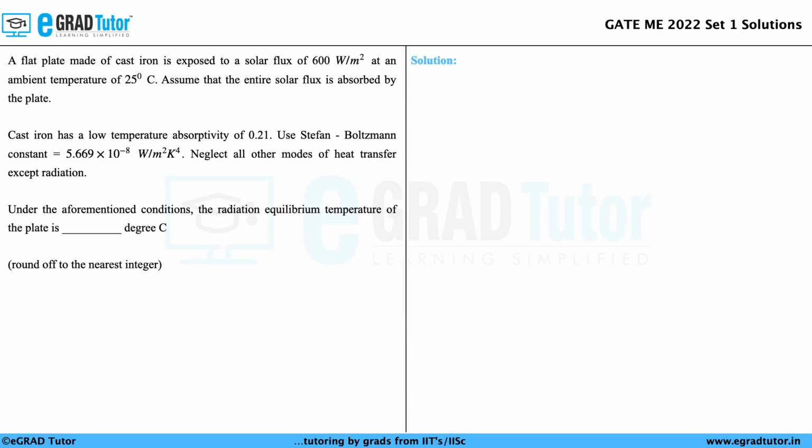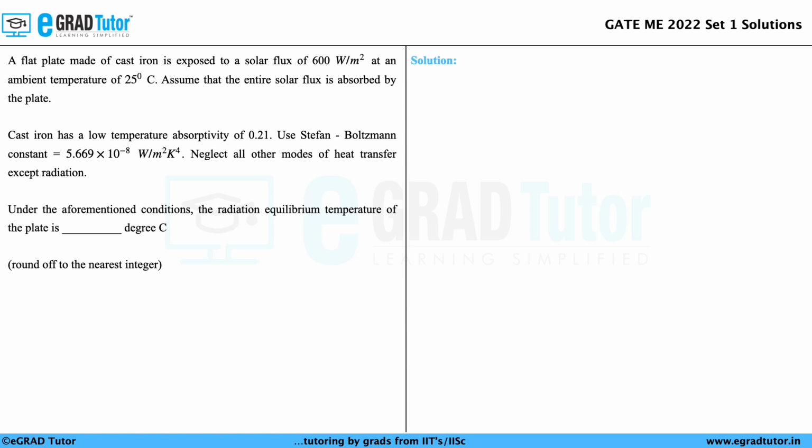A flat plate made of cast iron is exposed to a solar flux of 600 watt per meter square at an ambient temperature of 25 degrees centigrade. Assume that the entire solar flux is absorbed by the plate. Cast iron has a low temperature absorptivity of 0.21.